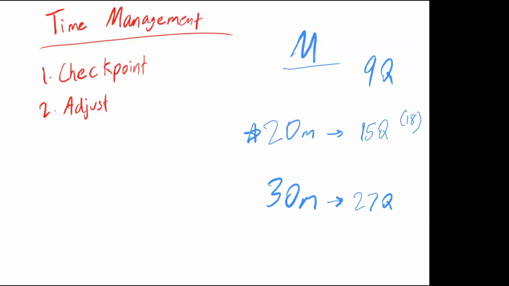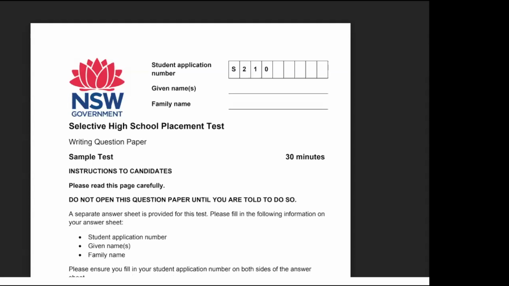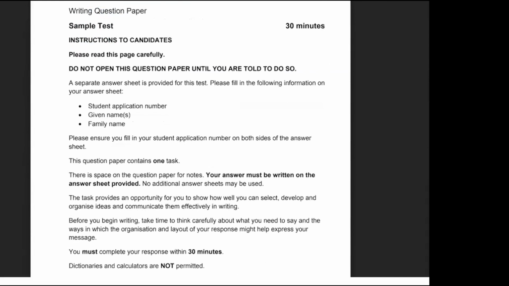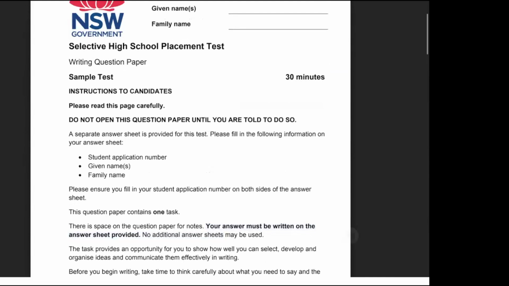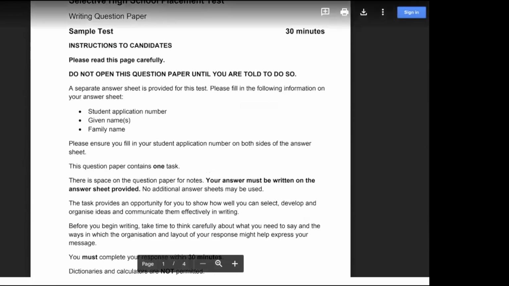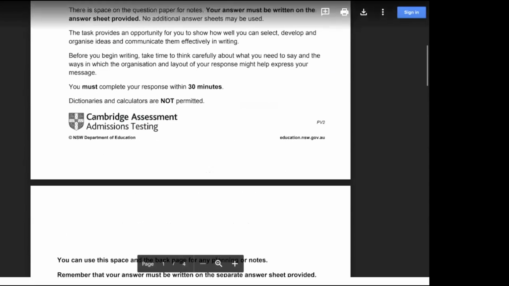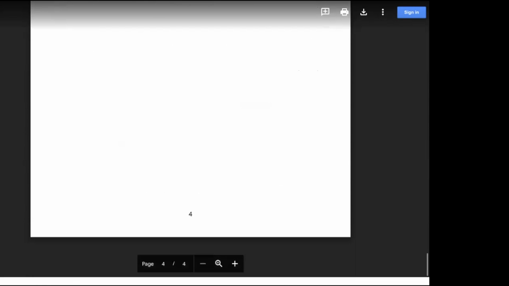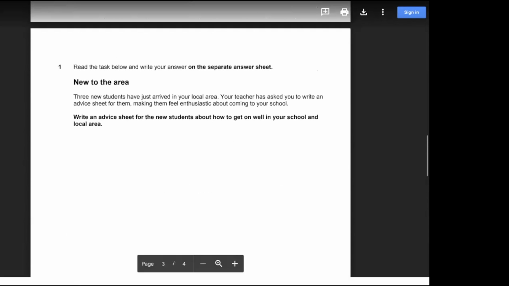Okay, the next thing I want to very briefly talk about is the writing paper. Firstly, this is the sample question paper, and I presume it would be the same structure on the actual exam. So you have a question paper, and then you have your answer sheet, right? It says here, your answer must be written on the answer sheet provided. It means that it's a separate piece of paper in which you actually write the response. Don't write it on this page over here, because none of that will actually be read. None of that gets submitted. This is purely just the question itself.